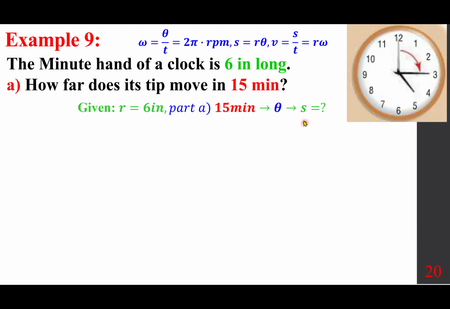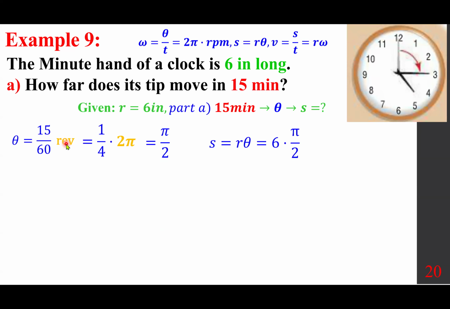Of course, I hope everybody knows 15 minutes is 1/4 of an hour, 1/4 of a revolution. So 15 over 60 times the revolution, which is 2 pi radians, and we get pi over 2. So in 15 minutes, it covers pi over 2 radians. And so S equals r theta. That makes it 3 pi units of the radius. 3 pi exact, roughly 9.42 inches.